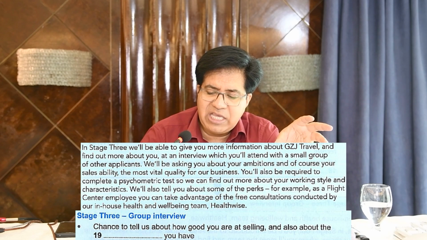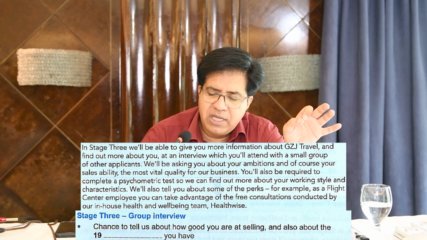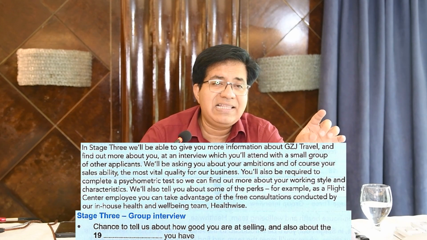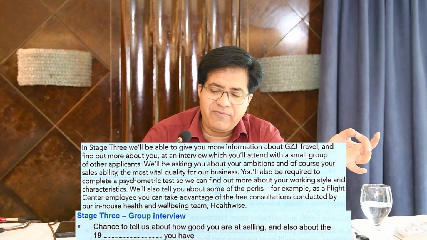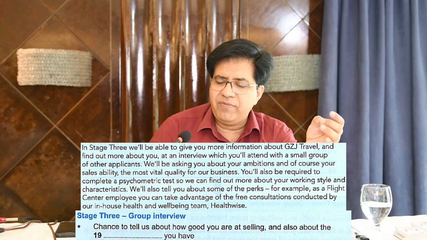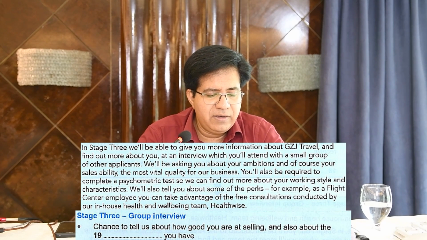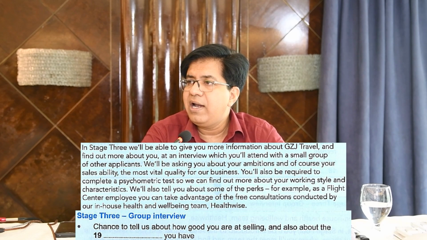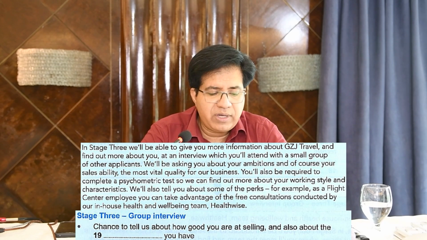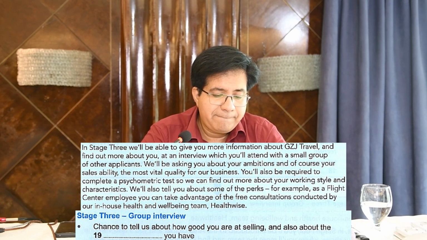We will be asking you, now be careful, we will be asking you about your ambitions and of course your sales ability. 2 things. One is sales ability, which is already given. And what is the other thing? We will be asking you about your ambitions. Well done. For sales ability, they use the word how good you are at selling. So correct answer is ambitions, plural.